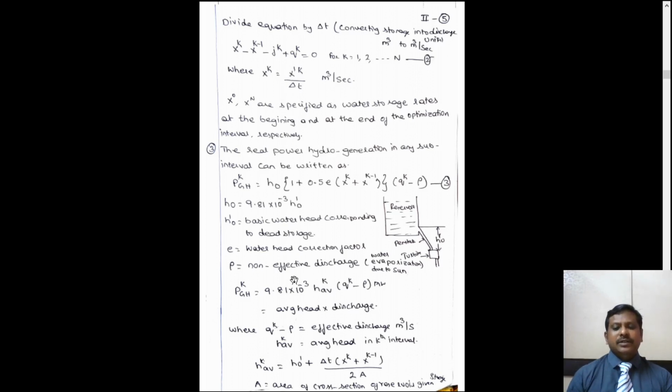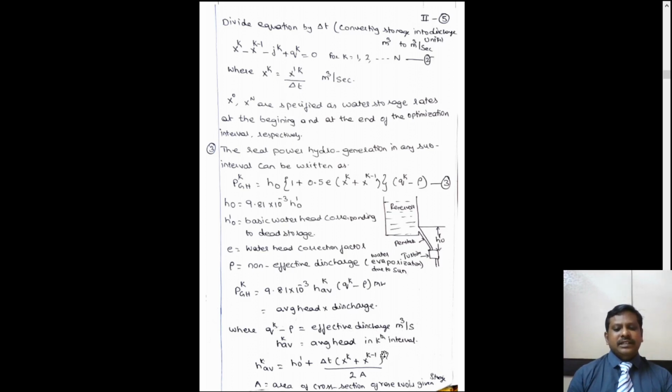Okay. So again, PGH is nothing but H naught into 1 plus 0.5 E, x power k plus x power k minus 1, q power k minus rho, right? So this is nothing but your average head into discharge. So q power k minus rho is nothing but your effective discharge, meter cube per second.